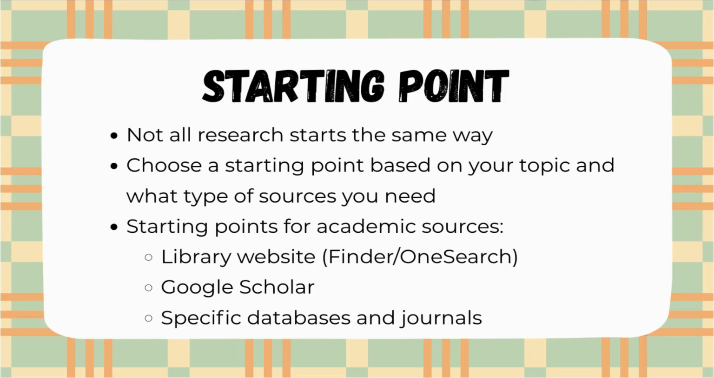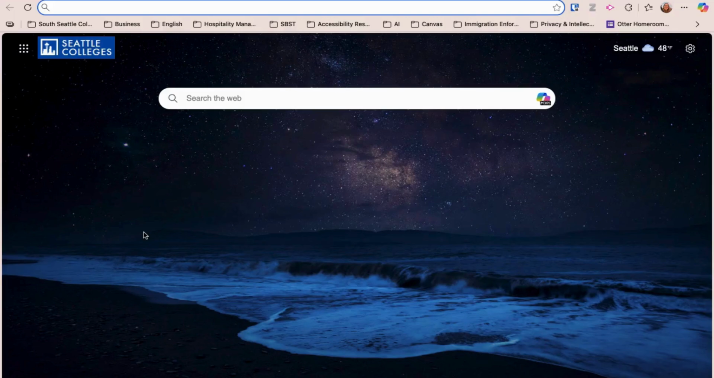Some of the starting points that I use if I'm looking for academic sources are our library's website, which both provides access to all of the resources you have access to as a student, but also has its own search tool that allows you to search all of those resources at once. You can also use Google Scholar as a starting point for academic research, and you can even look at specific databases or specific academic journals if that is relevant to your topic and the type of source you need. So, for the research I'm doing today, I am going to use the library website.